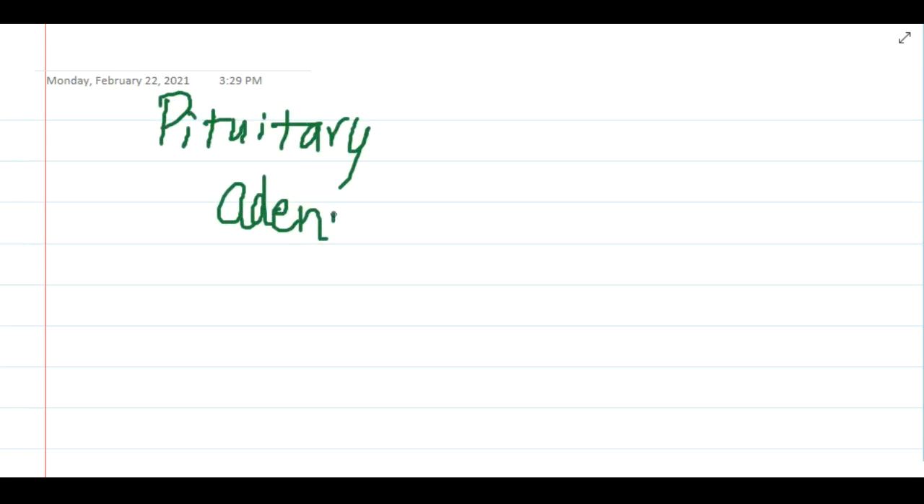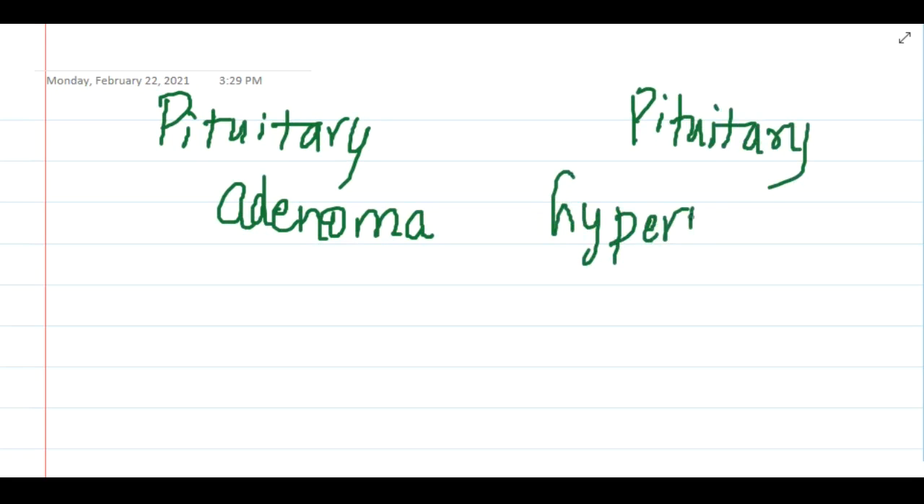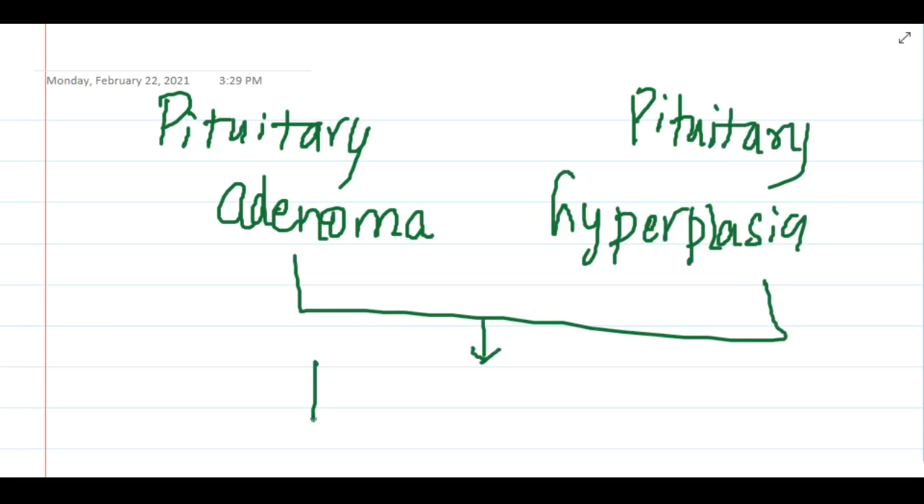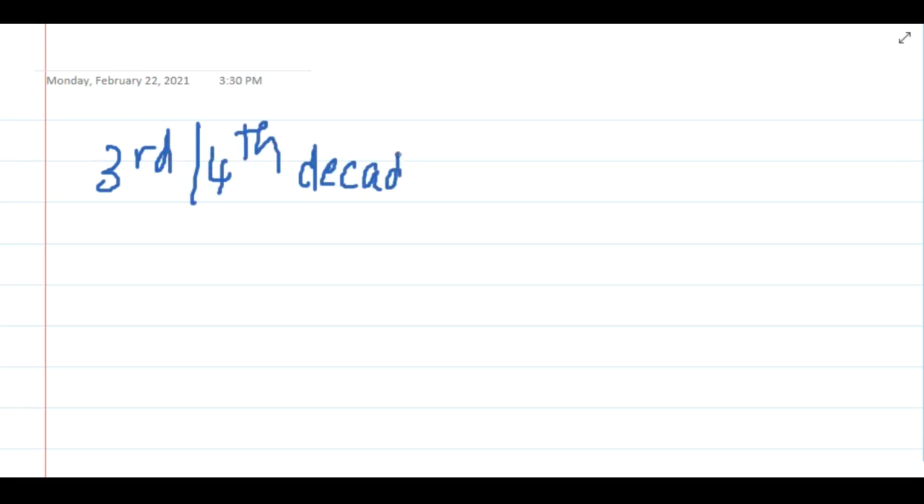Now, regarding pituitary adenoma, there are two things: we have pituitary adenoma, and we also have pituitary hyperplasia. Right? These two are separated by a stain called reticulin stain. Reticulin stain will separate pituitary adenoma from pituitary hyperplasia. If you see the clinical features, it is seen in the third or fourth decade, and it is equally common in males and females.